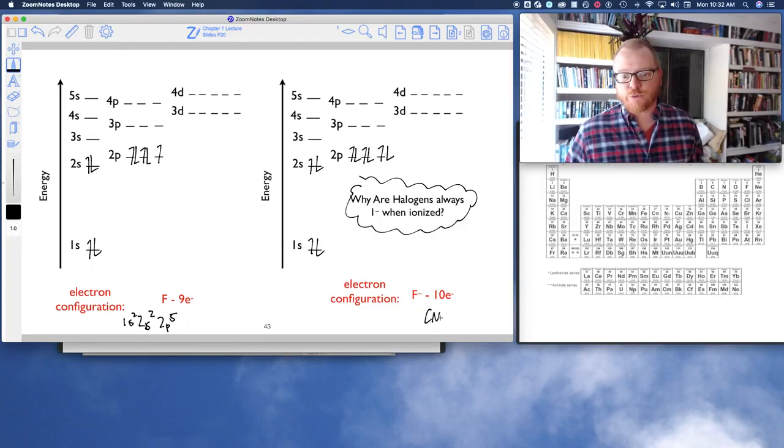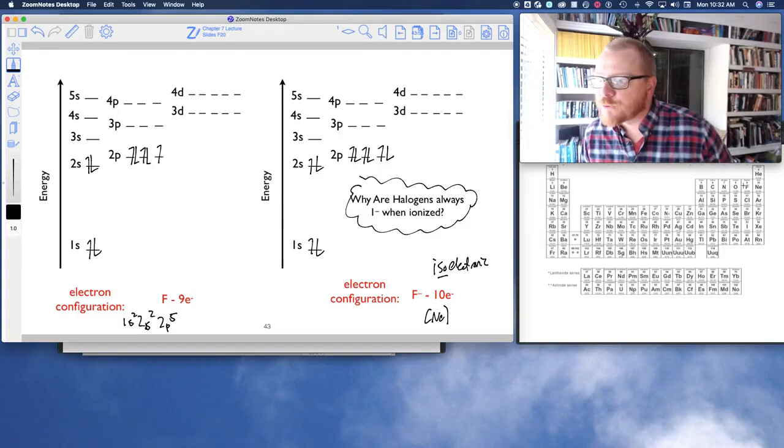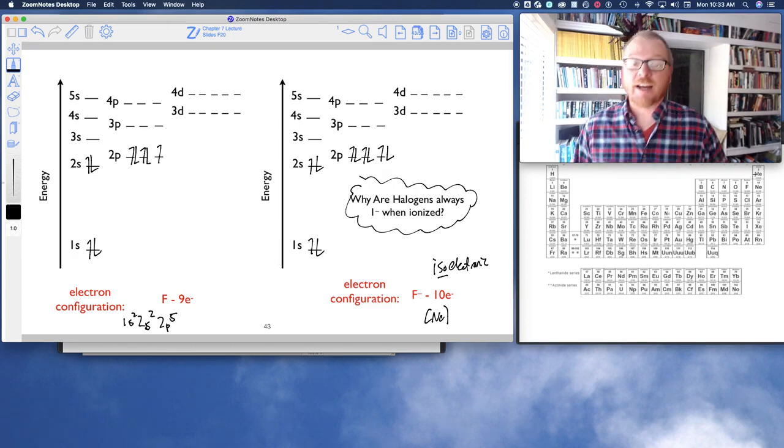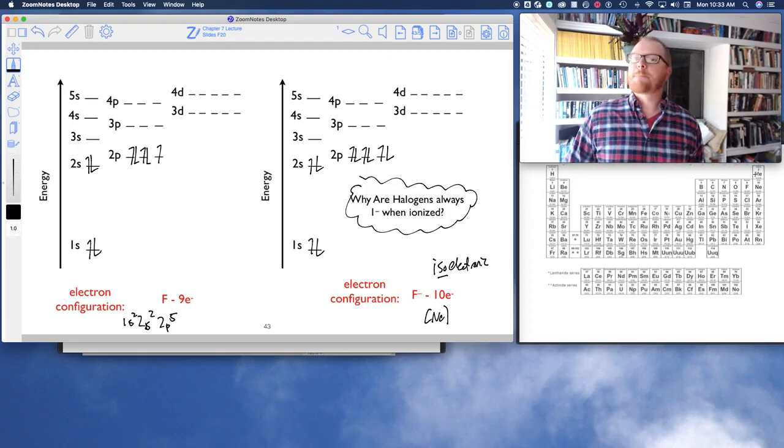So also fluoride is isoelectronic with neon. And now if we notice here, right, look, fluoride becomes isoelectronic with neon. Chloride becomes isoelectronic with argon, bromide to krypton, iodide to xenon. So just like in the previous example, the halogens always are -1 because that gives them noble gas configuration.